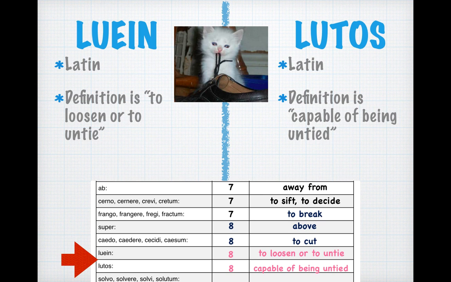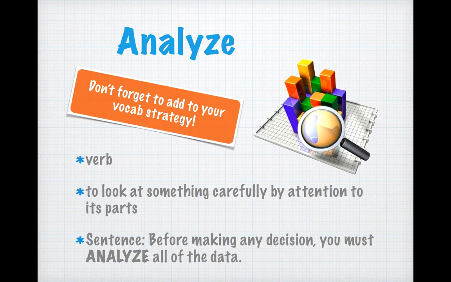We have two words. The first one is analyze, a word you've probably heard many times. It's a verb, which means to look at something carefully by paying attention to its parts. For making any decision, you must analyze all of the data. When doctors analyze the nature of cells, they find ways to fight disease. So be sure to add this to your vocab strategy, even though you probably already know what it means.